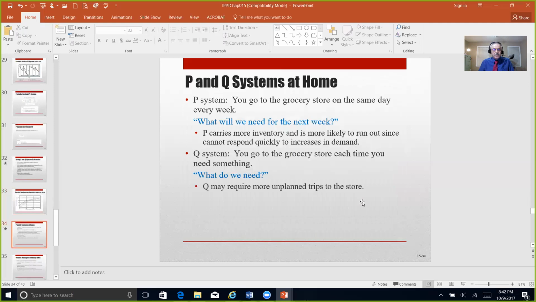And you see that again on page 390. Then we have this term called, I'm sorry, let me back up. This is the P and Q systems at home. This is just an example of how I could interrelate both of these systems, and I'll leave that for your reading enjoyment.